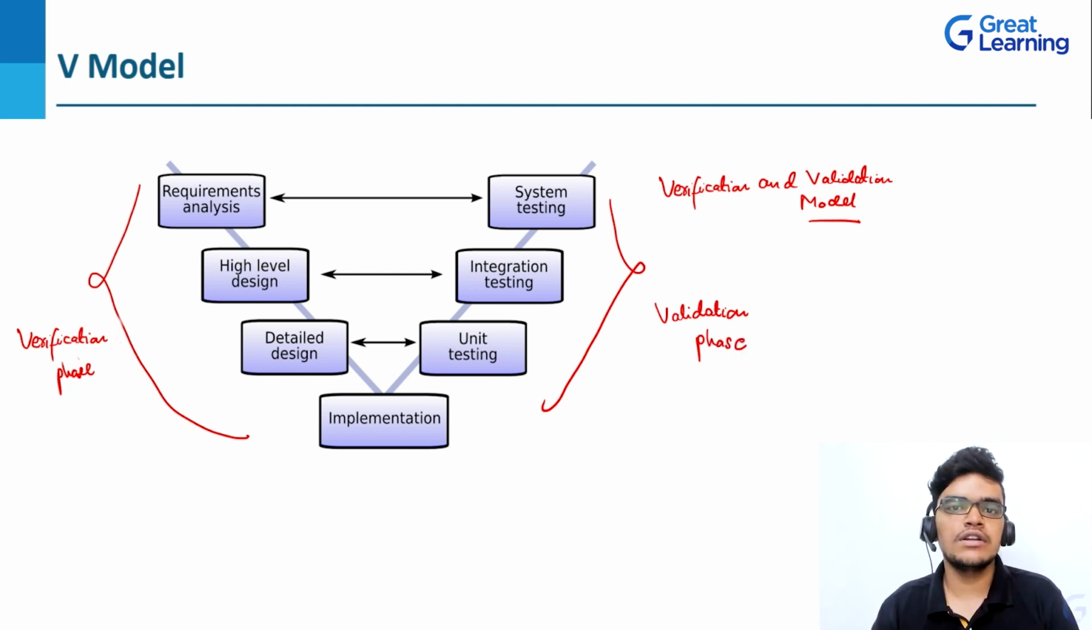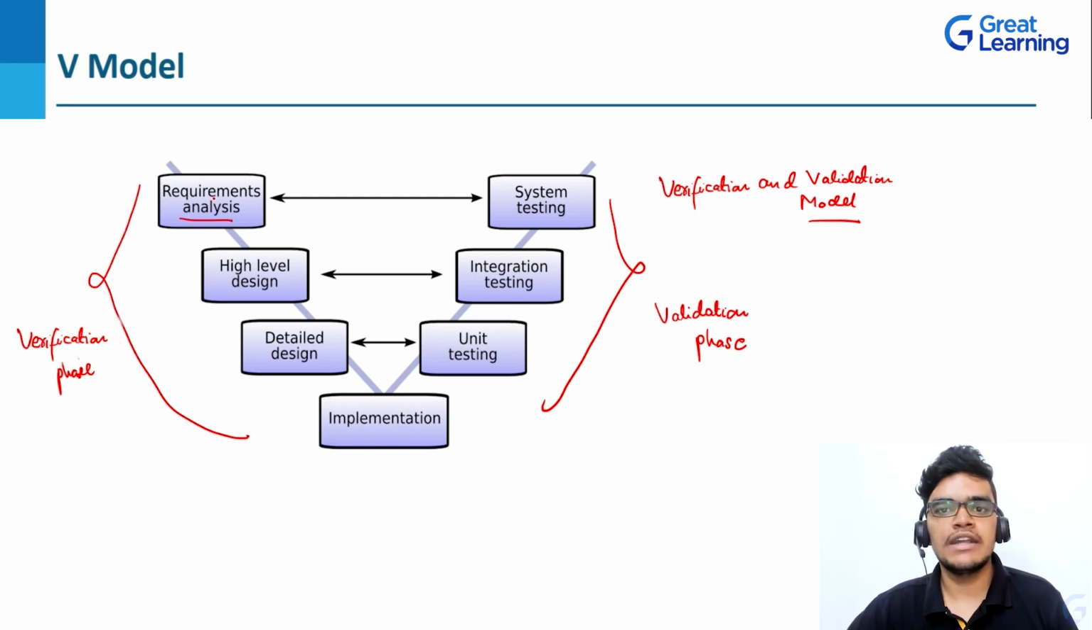But before going further, let's see the difference between the V model and the waterfall model. In the waterfall model, testing was done only at the end phase. This was the major drawback. But here in the V model, testing is done along with the development. So basically, development and testing are done parallelly here. Let's see this phase. This is the requirement analysis.